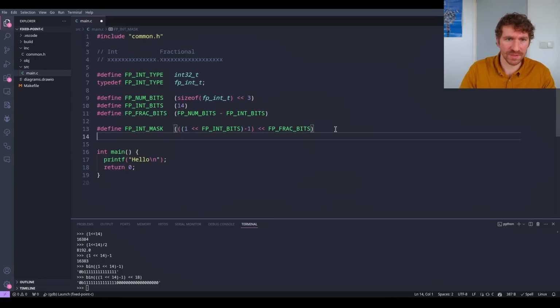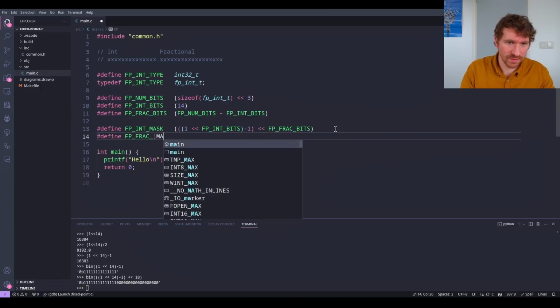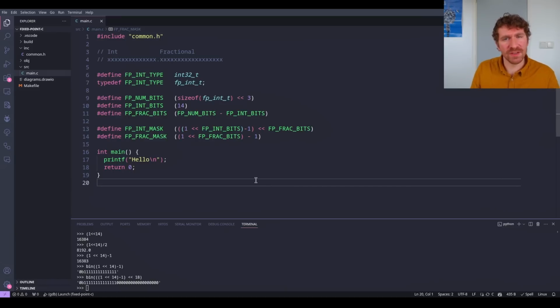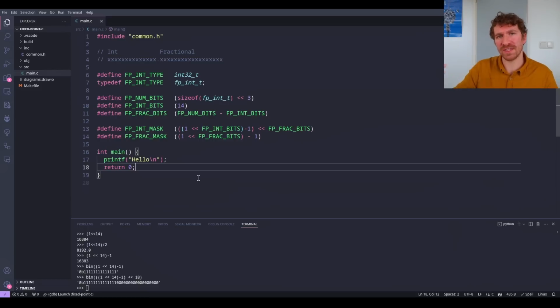That's our integer mask. The fractional mask is a little easier, although it's pretty much the same. So it's 1 shifted up by the number of fractional bits, minus 1. But we don't need to do any other shifting because we already have that on the bottom, right? We don't need to shift it anywhere. It's going to be these bits. So that's that part. We've got 2 masks. So now we can identify the fractional part and we can identify the integer part.